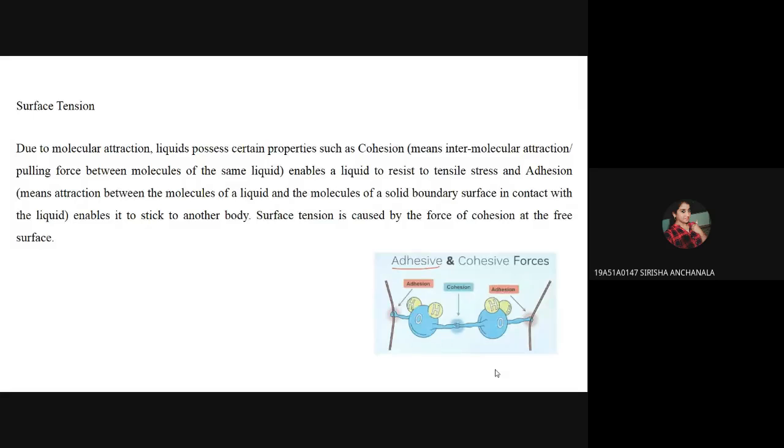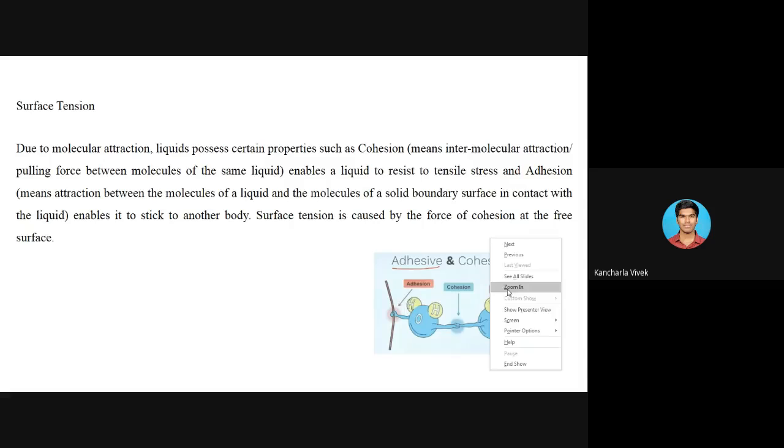Yes, sir. So today we'll see about another fluid property, that is surface tension. In the previous classes, we have learned a bit about what adhesive and cohesive forces are. Cohesive force is nothing but the force of attraction, that is the pulling force between two molecules of the same substance.